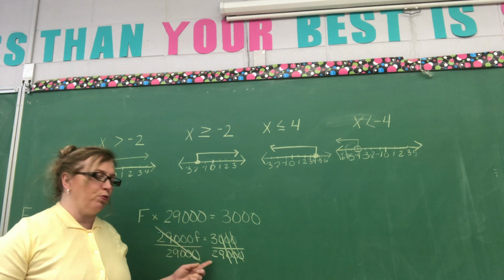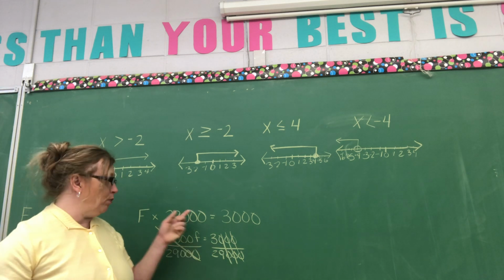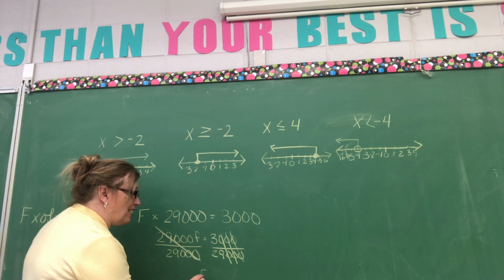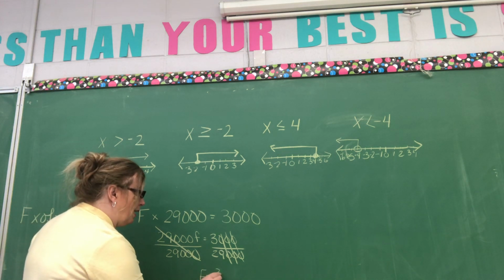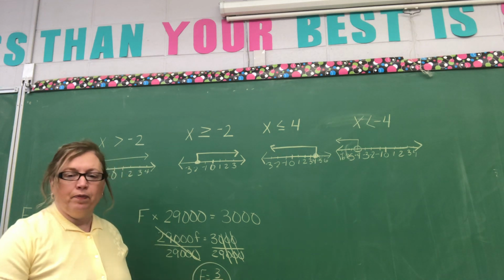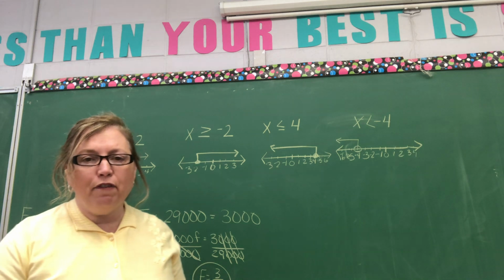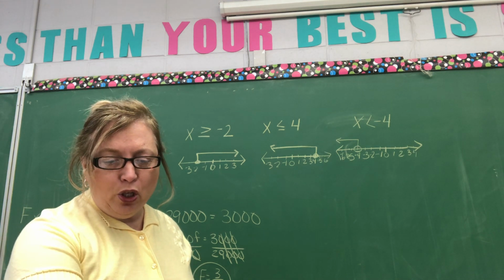Can I reduce 3 over 29? Remember, I'm looking for a fraction, so I want to leave it as a fraction, but I can't reduce it, so my answer is 3/29. 3/29 of the fans. Okay, look at number 2.